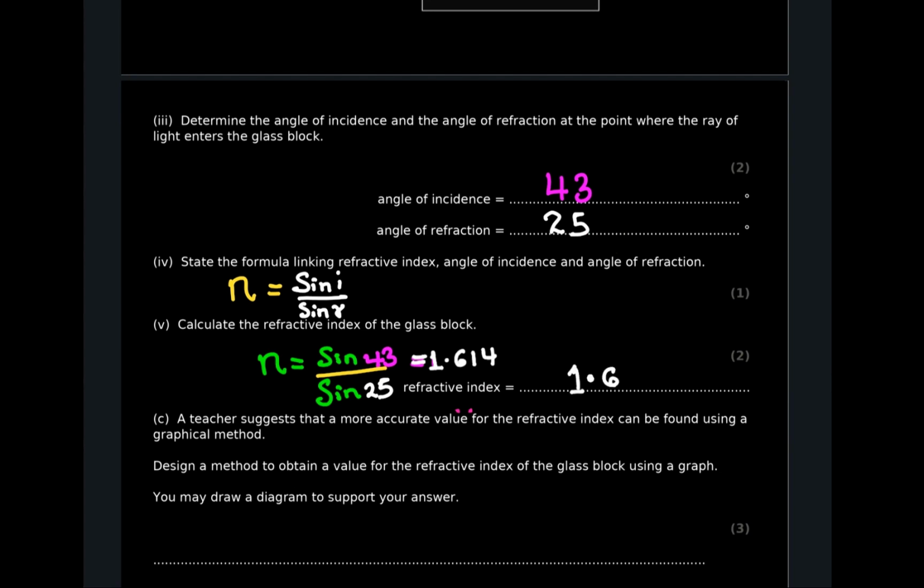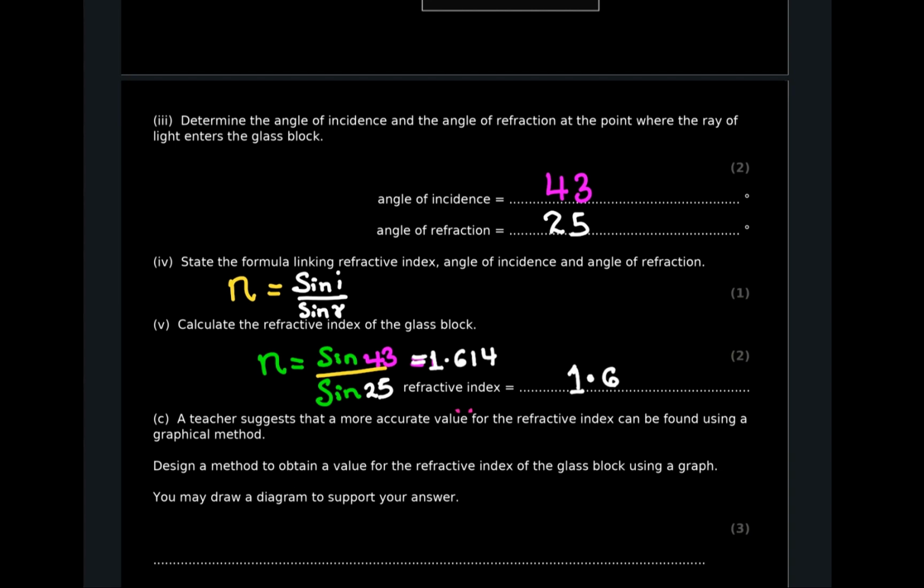And remember, refractive index does not have units because this is a ratio. A teacher suggests that a more accurate value of the refractive index can be found using the graphical method. The method that we have used above, which gave us 1.6, made use of just two angles, 43 and 25. So chances are there could be errors, and that's just one point that you have used.